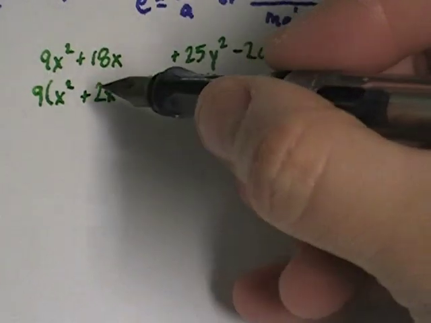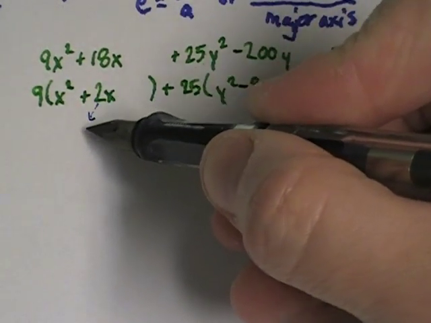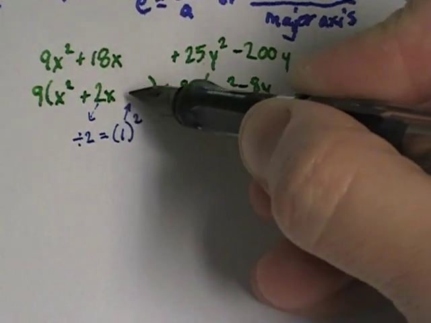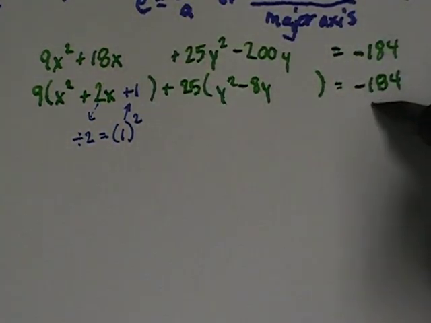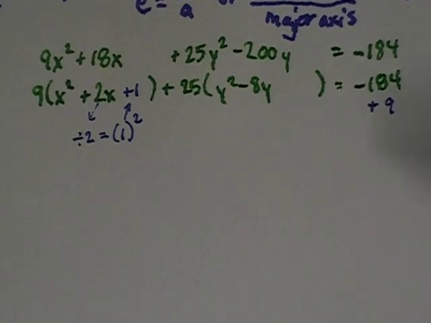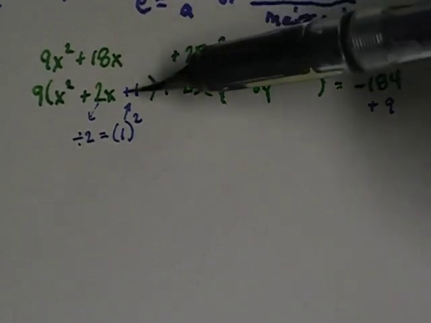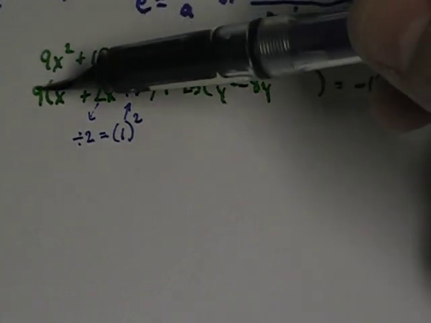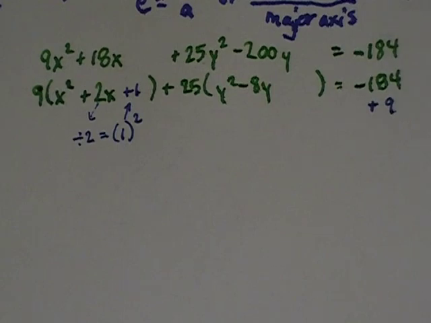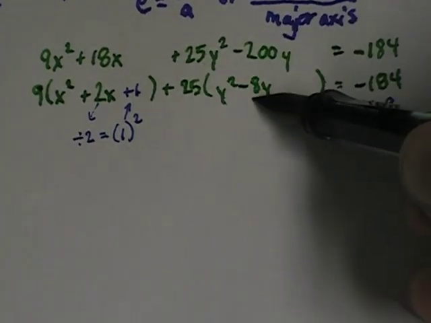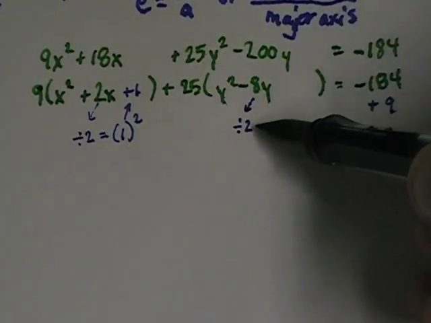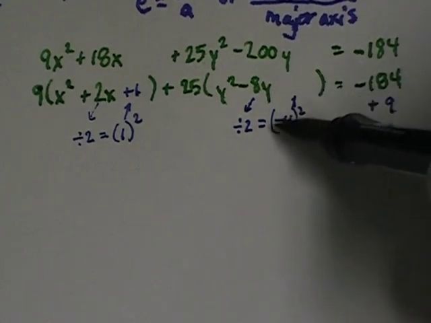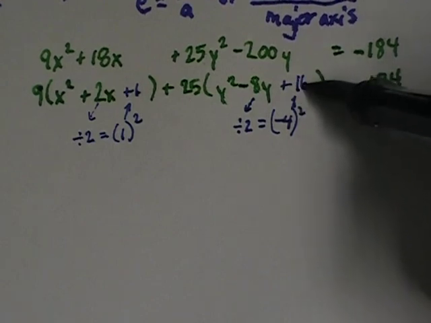Now, let's actually complete the square. How do we complete the square? We're going to take this middle term, divide by 2, and square it. Plus 1. And we come over here and we add 9. And people always look at me funny and say, wait a minute, you added 1. Why'd you add 9? Because 1 times 9 makes 9. Okay? Over here, divide by 2, we get negative 4. Square it, you get plus 16.